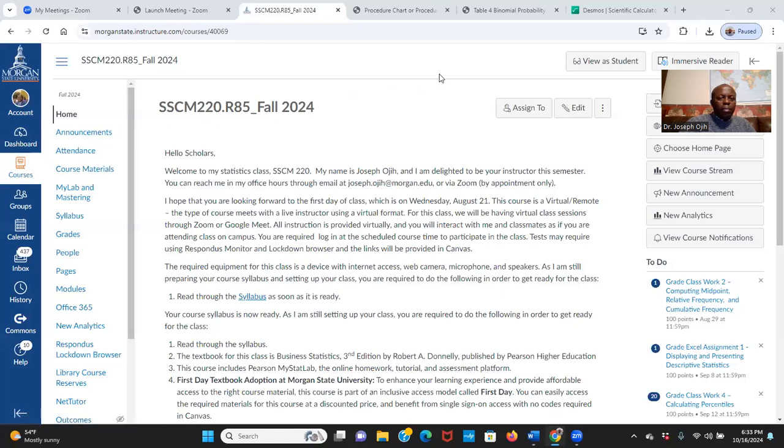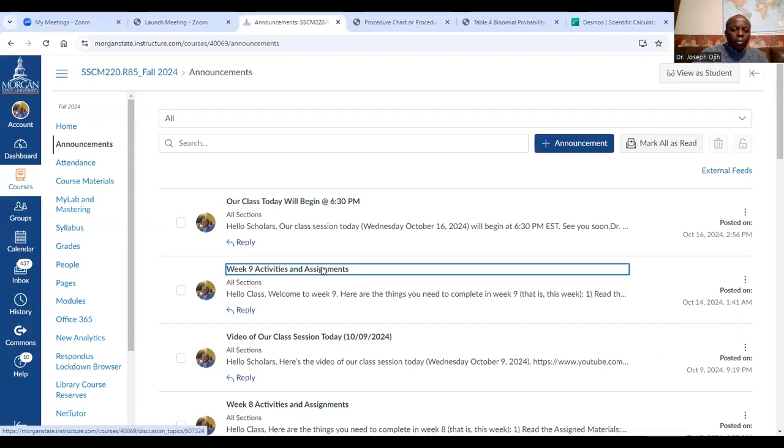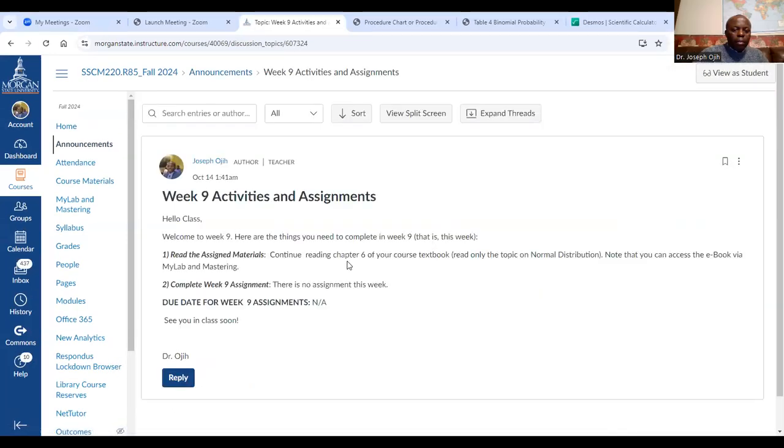Now, starting with the announcement. You can see my announcement for the week, which is week 9. The readings, we are now going to chapter 6. So we continue chapter 6, which is normal distribution. And then the assignment, there's no assignment to do this week, no classwork, no homework, because I want to grade the ones that you completed already.